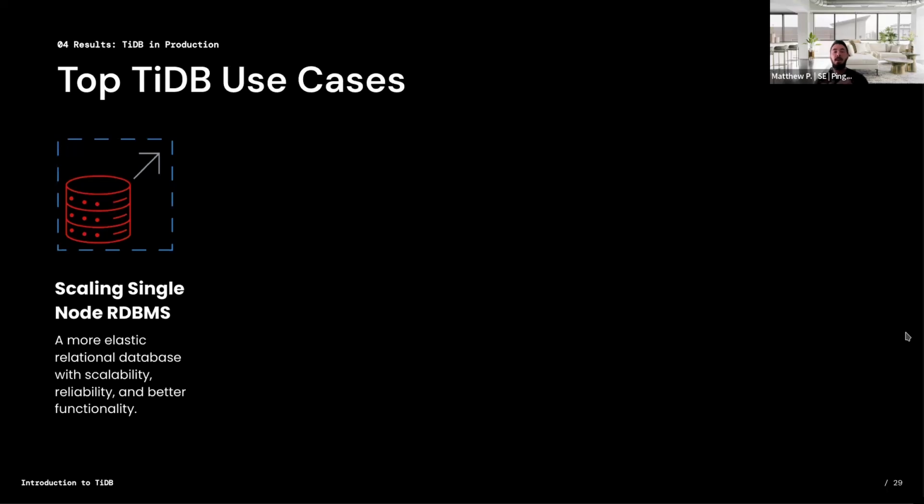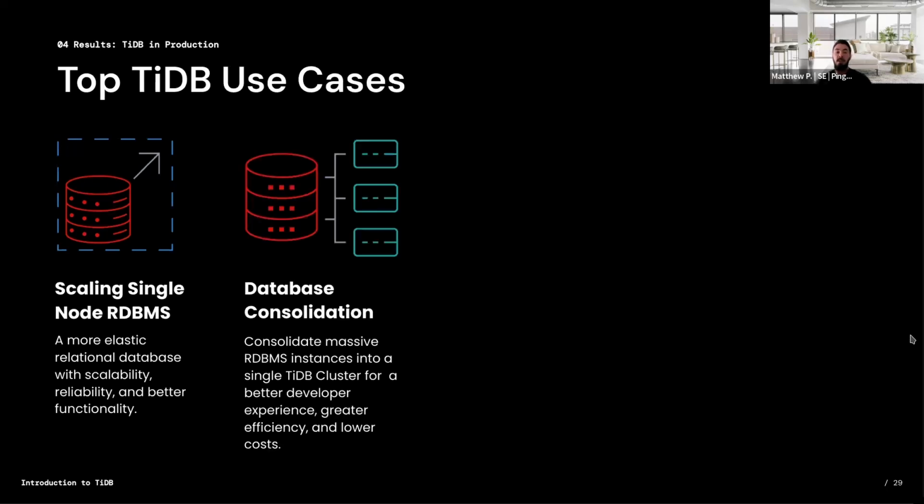Okay, now let's talk about the top TiDB use cases. I would say these are our core use cases which customers come to us for. Number one, scaling single node relational database systems. If you are on Aurora, MySQL, or Postgres, and you are dealing with a system that is limited by a single writer, that is one of our primary use cases that we support, and that would be a good fit for TiDB.